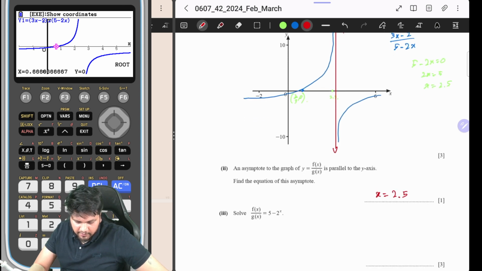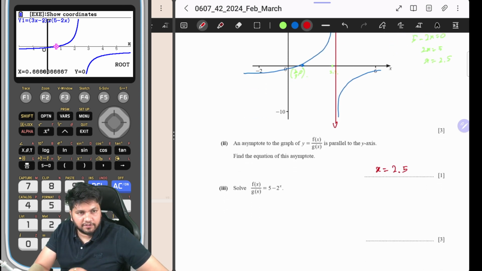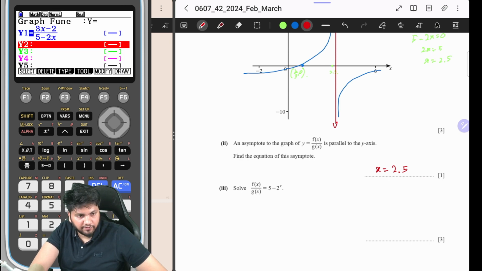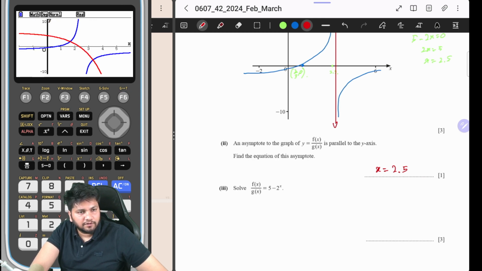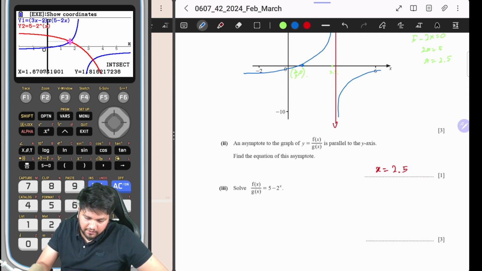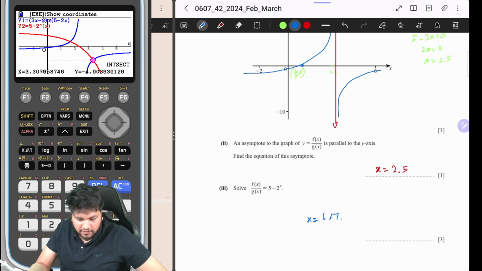Whichever is fine. Now solve f of x upon g of x is equal to 5 minus 2 to the power of x. Again, we'll have to plot one more graph. That's going to be 5 minus 2 to the power of x. That's it. Execute, draw, find the point of intersection, G-Solve, intersection. So the answer is going to be x is equal to 1.67 and x is equal to 3.307 or 3.308, you can put it. That's your answer.